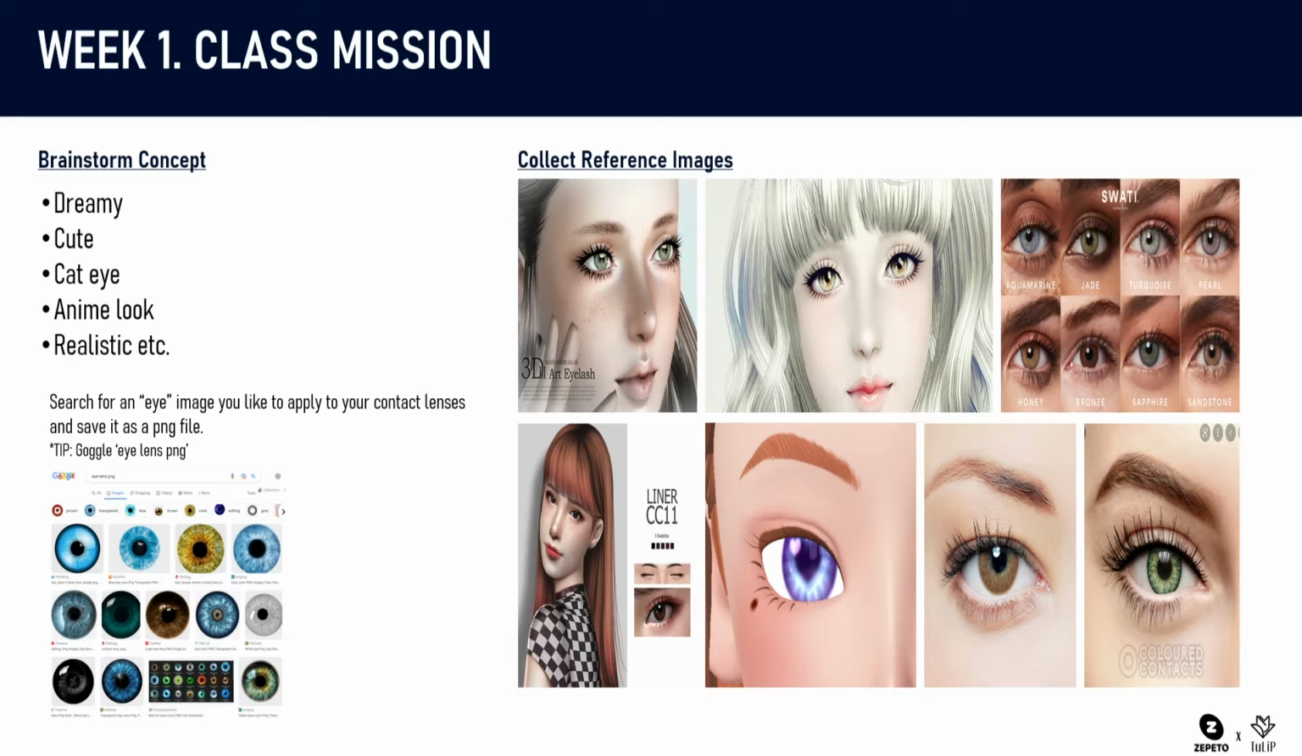Collect some reference images, and Pinterest is my best friend when it comes to image searching. Once you have a clear concept, look for a specific image close to your concept in PNG format to save. I recommend searching a keyword eye lens PNG plus your concept on Google, then select a few to save as a PNG file. We'll use these later in the texturing stage.